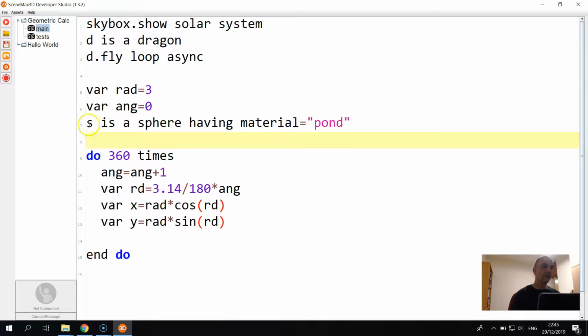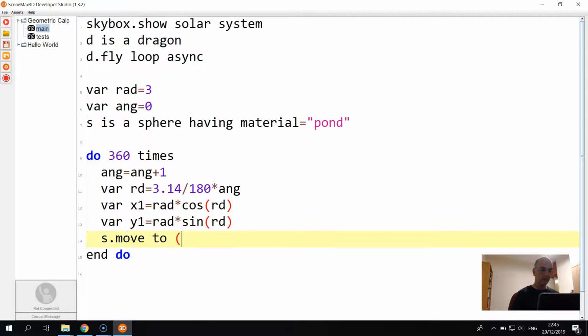Okay, so now we have a sphere and we have a dragon, and I want my sphere to rotate around my dragon. So the last thing I need to do is just tell my sphere to move to, let's just call it not x and y but x1 and y1, to move to x1 comma y1 comma 0, and we'll do it quick, fast, in 0.1 second. So now I think it's going to work if my geometric calculations are working as expected. So let's try it out.